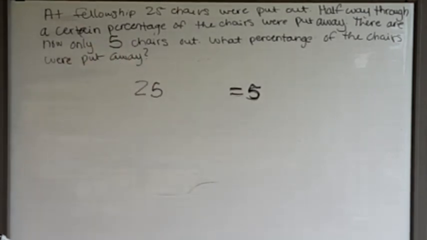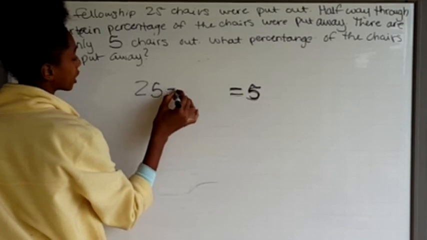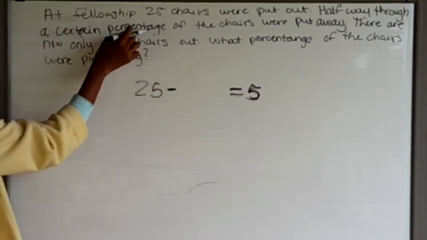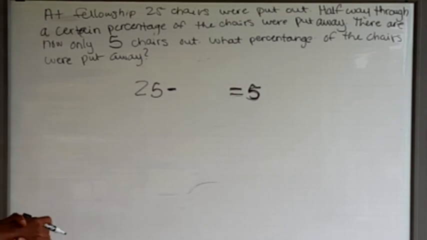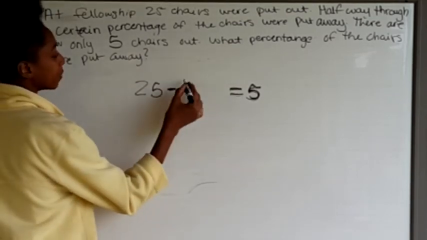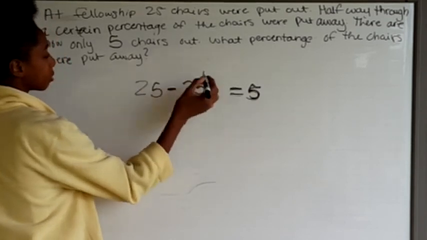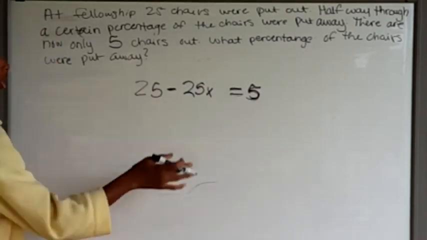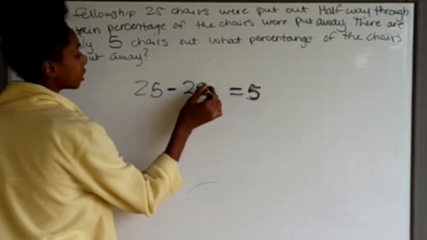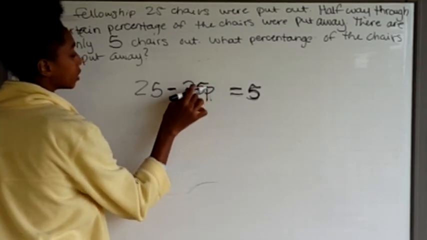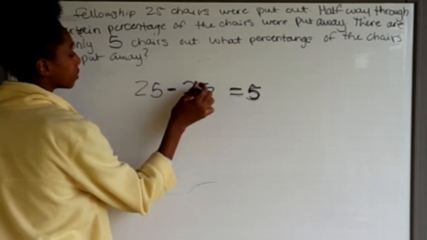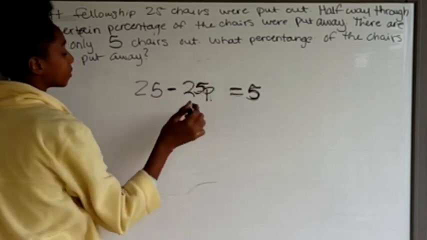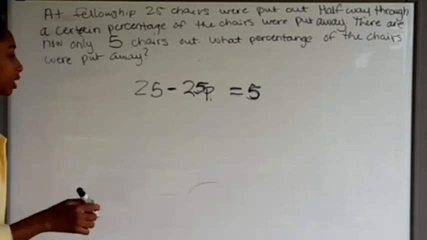Alright, so it says 25 chairs were put out, and halfway through, that's irrelevant, that was just thrown in there. Halfway through the fellowship, a certain percentage of the chairs were put away. So if we're putting them away, we know we're subtracting from what we already had out. And when we want to find a percentage of a number, we multiply by the percent. So it would be 25 times the percent, but we don't know it, so it's X. I'll use P. Alright, so now we have 25 minus 25P equals 5.